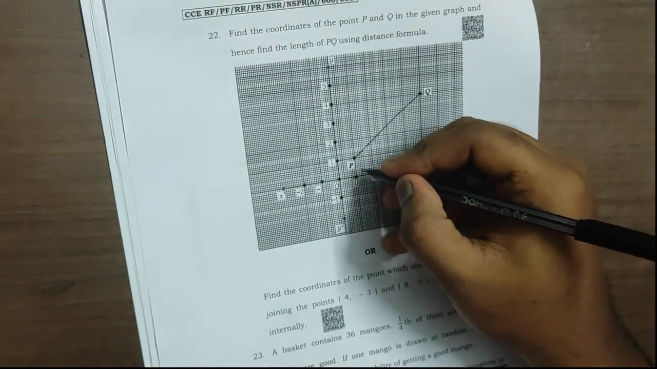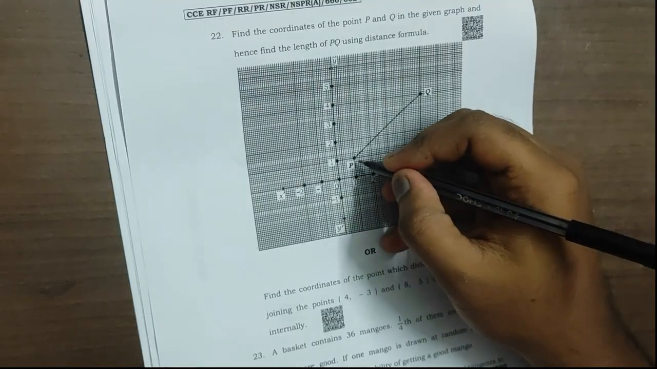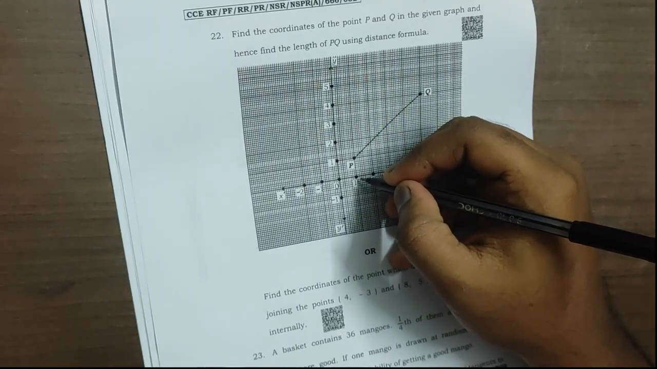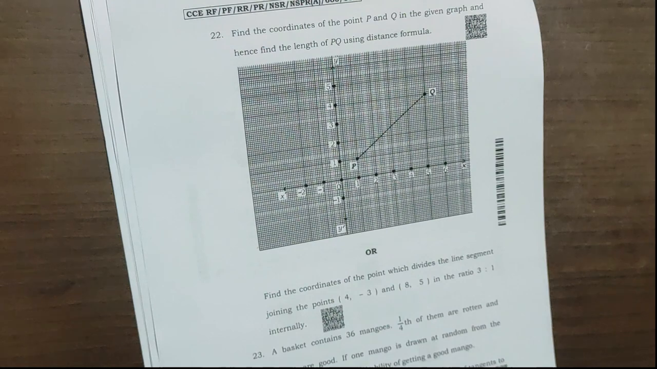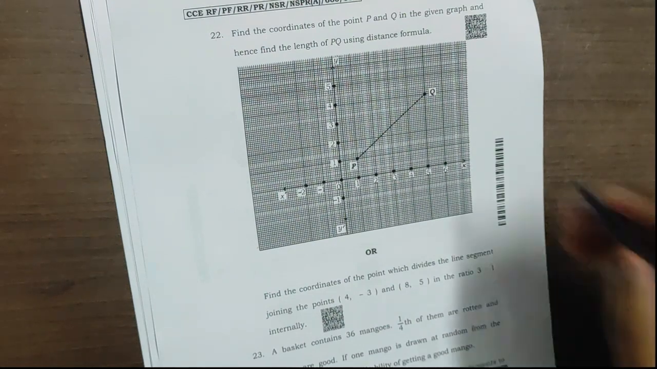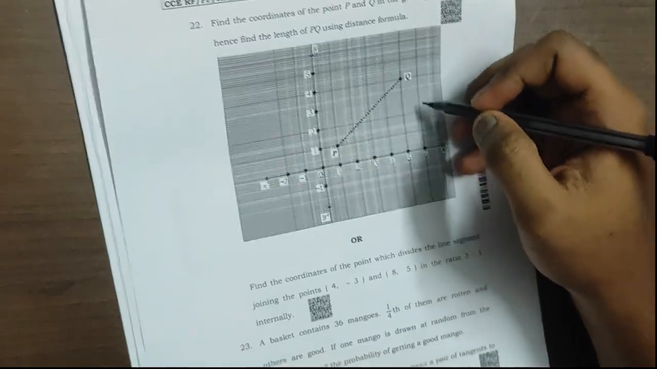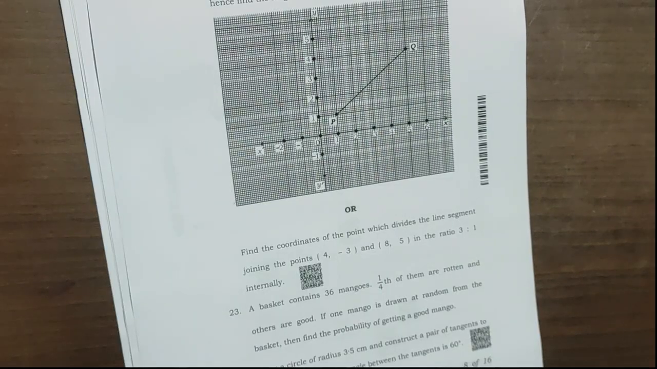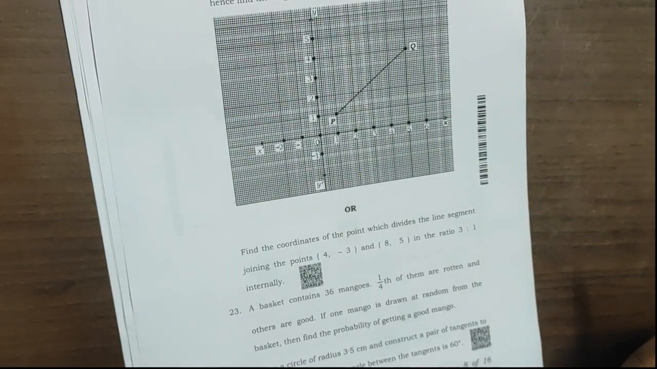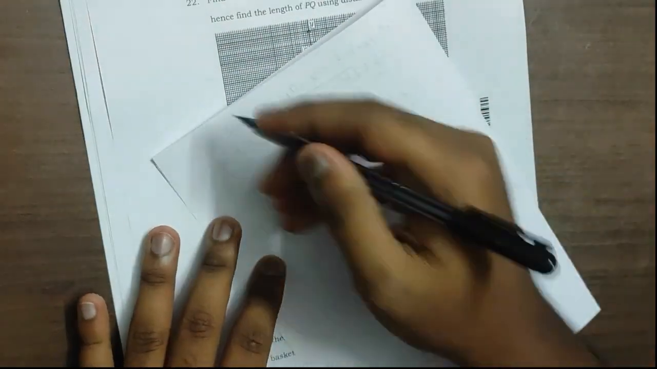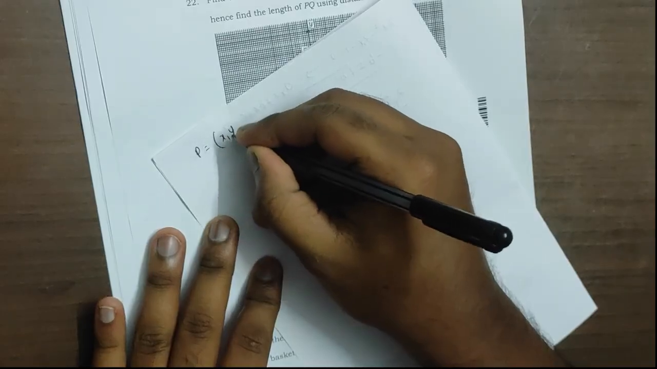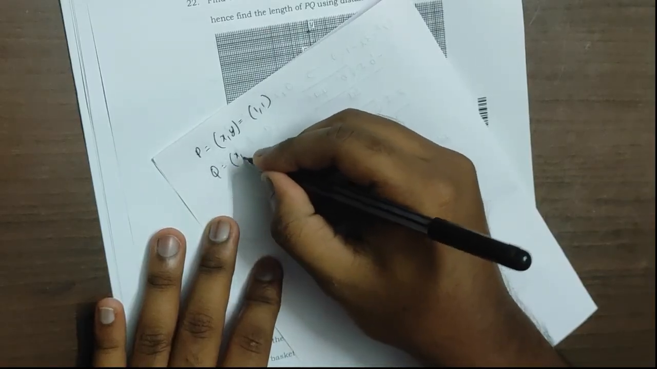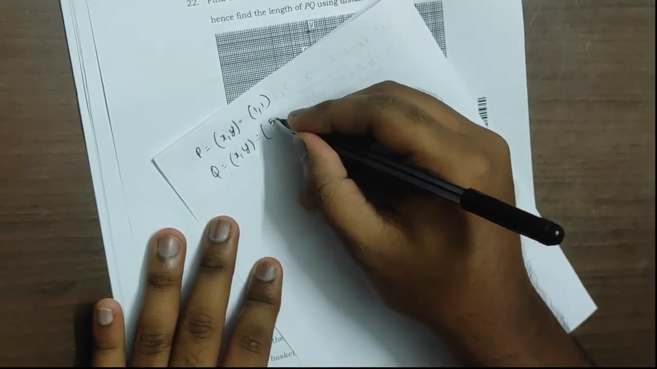Point P lies at x of 1 and y of 1. So we got that point P lies in the first quadrant, that is x comma y equal to 1 comma 1. Now let us see where point Q lies. Point Q lies at x is equal to 5 and y is equal to 4. The coordinates of points P and Q are given as point P is x comma y, that is equal to 1 comma 1, and point Q is x comma y, that is equal to 5 comma 4.